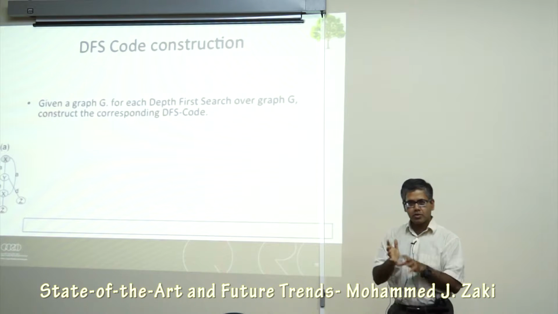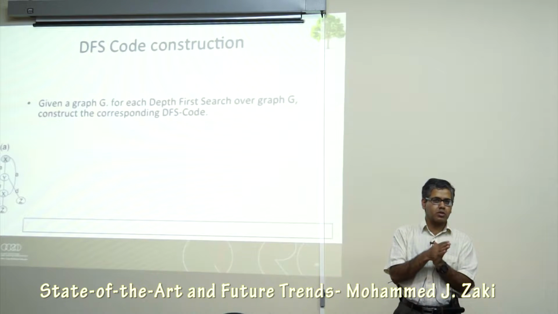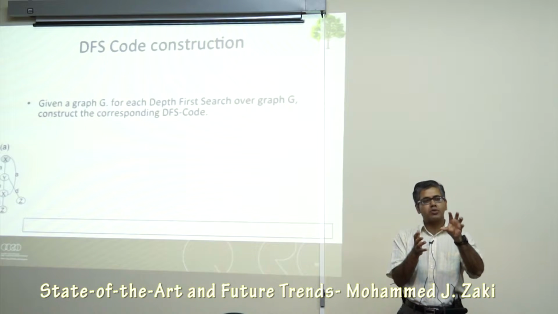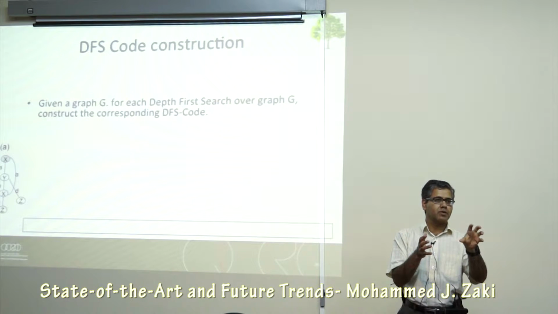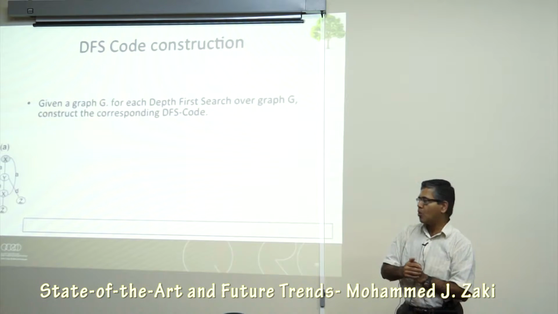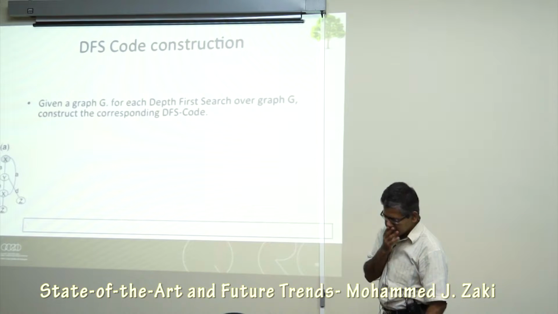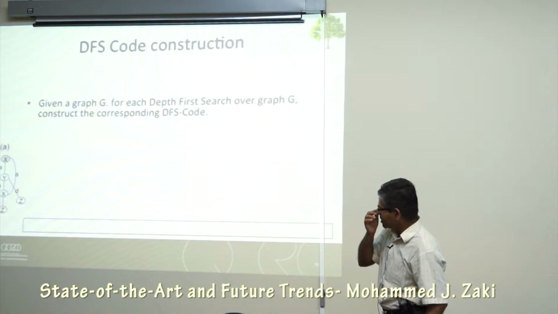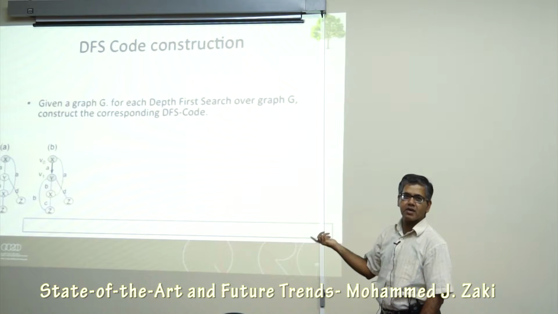And among all the possible depth first codes, they'll again choose the canonical one, the minimal one. You define a total order and you pick one member as a representative. So given a graph like this, first of all, what is the DFS code?